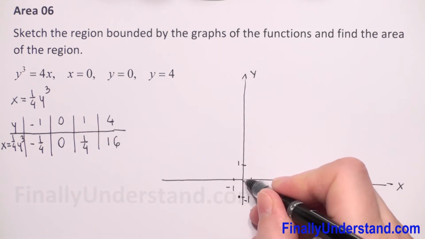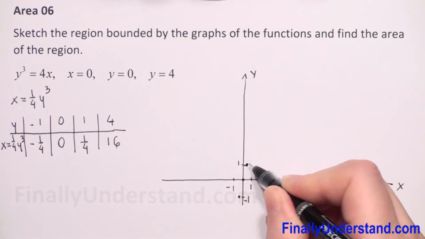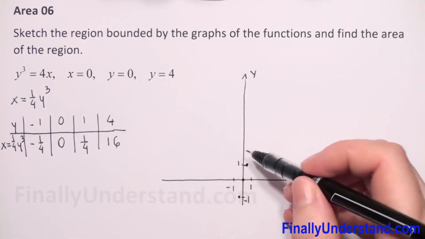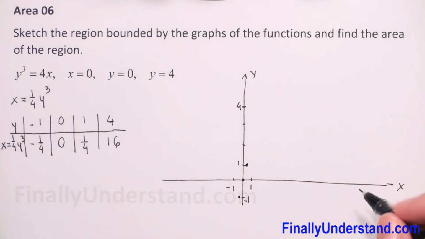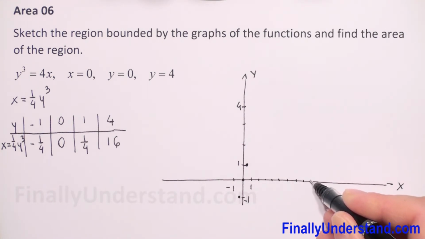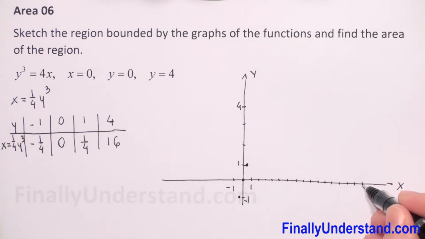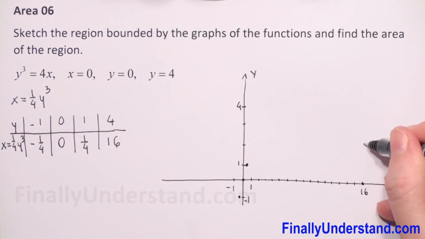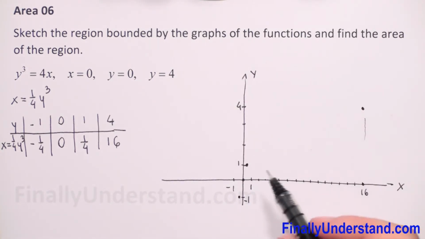For 0 we have 0. For y equals 1, we have x 1 over 4, so we can put this here. For y equals 4, we have x 16. So counting 2, 3, 4, 5, 6, 7, 8, 9, 10, 11, 12, 13, 14, 15, 16, approximately here. So our point will be here. Let's draw this graph.